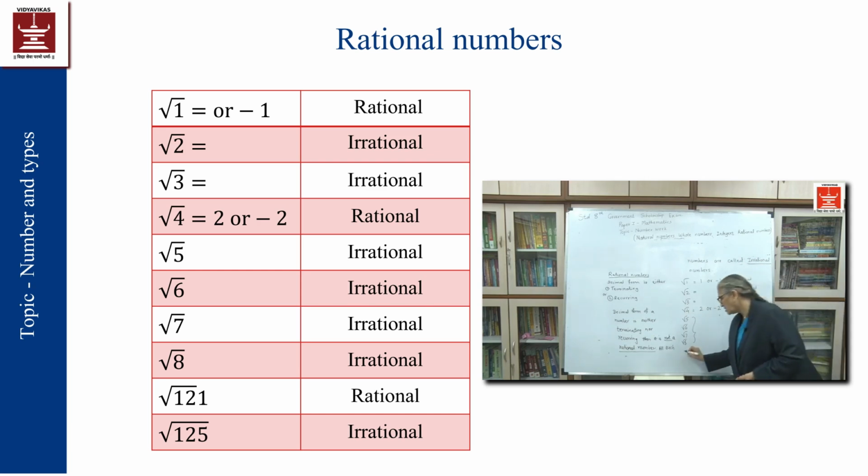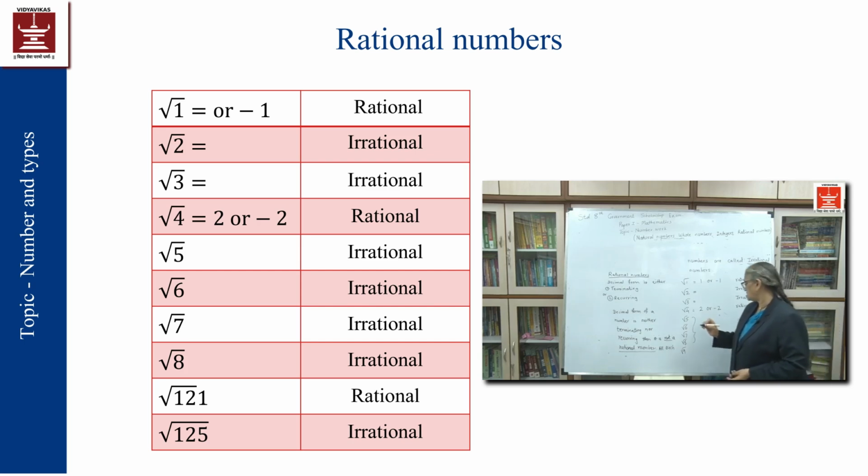What about root 9? 9 is a perfect square of 3 or minus 3. So, root 9 is going to be rational. So, now we can define irrational numbers in some other way. And what is it? Square root of a number which is not a perfect square. So, the square root of a number which is not a perfect square is an irrational number, right?